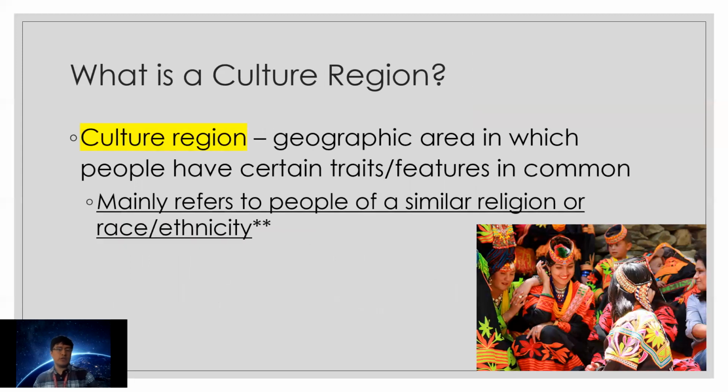Now, remember, a culture region, again a vocab word, is a geographic area in which people have very particular, very certain traits or features in common. Now, I know in our last video, the video that I did for cultural traits or cultural elements, it was very general with cultural region, but what you really need to know, especially for the CUA, is that a cultural region mainly refers to, pretty much 99% of the time, people of either a similar religion or of a similar race or ethnicity.